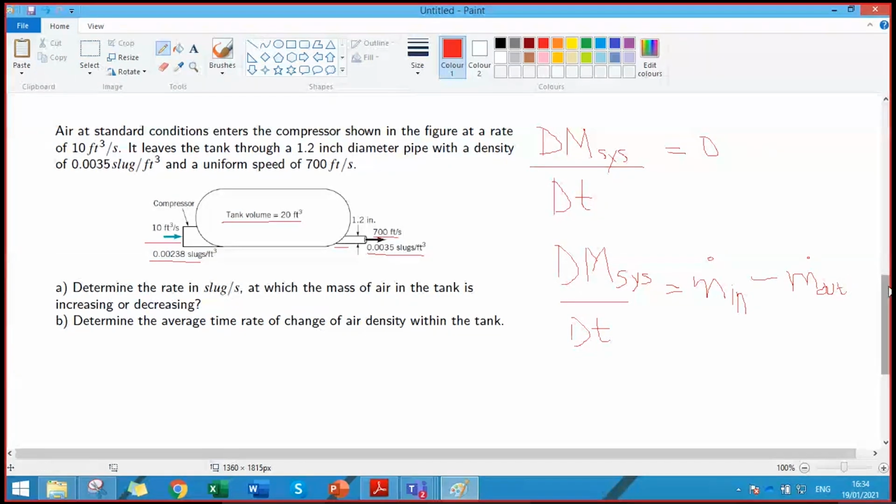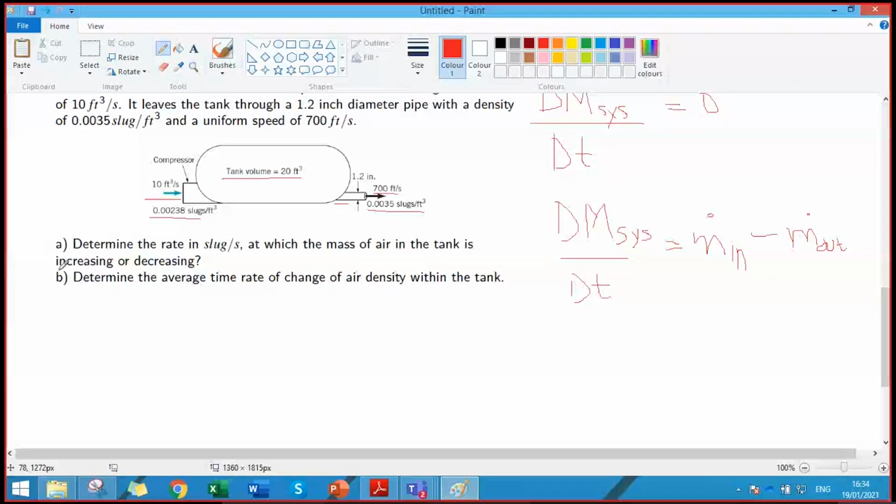But if this result is positive, it means that the mass is increasing. And if this result is negative, it means that the mass is decreasing. Okay. Can you calculate m dot in? You are given rho 1, A1, V1. You are given Q1, right? This is the inlet section, section 1.